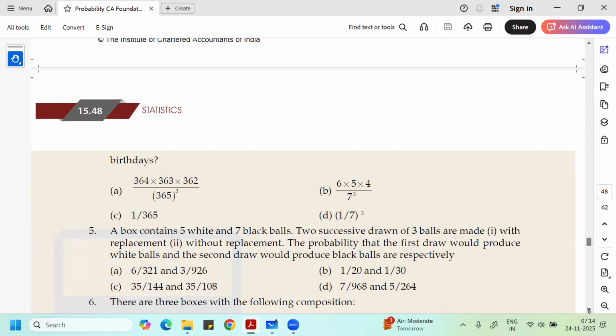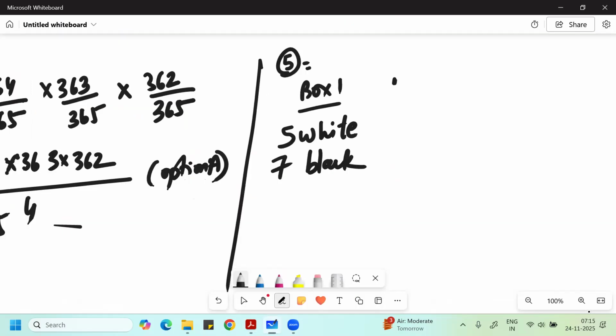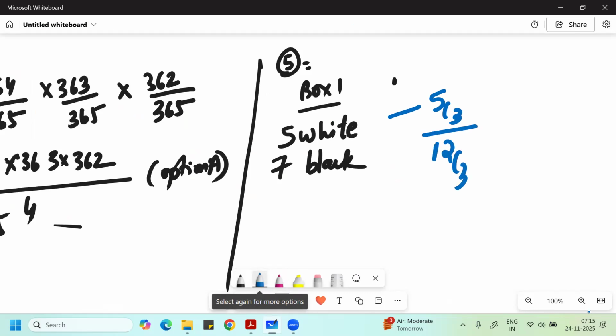Two successive draws of three balls are made with replacement. So first we withdraw three balls, and first is the case of with replacement. What is the probability that in the first draw you get three white balls? Total is 12. From this, if I draw three balls, what is the probability I get three white balls? And then this is with replacement, so you're putting them back. What is the probability then that you'll get three black balls?